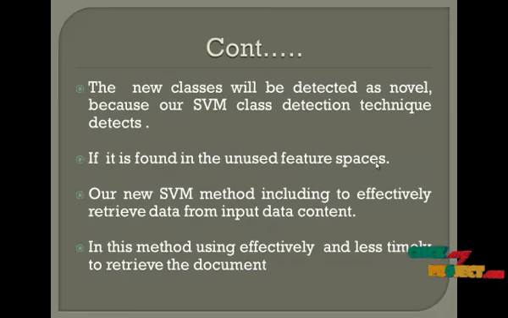The new class will be detected as novel because our SVM technique detects it. The SVM process is nothing but support vector machine. The support vector machine also calculates the clustering process to search for our process. It is found in the unused feature space. The unused feature space is nothing but the unrelated documents and unwanted space that we remove for our process.